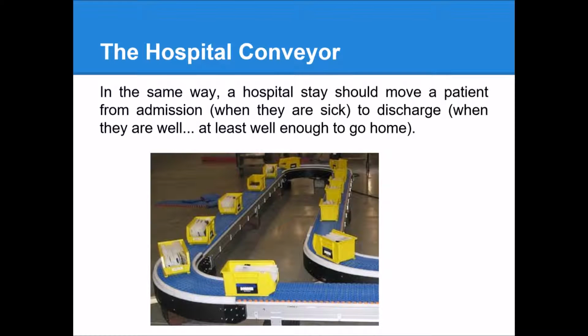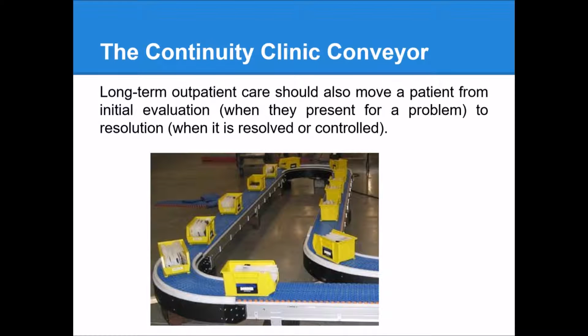We can use that same analogy for a patient's hospital stay. Just like a conveyor should move something from point A to point B, a hospital stay should move a patient from admission when they're sick to discharge when they are well, at least well enough to go home. You can also use the same conveyor analogy for care in a continuity clinic. Long-term outpatient care should also, theoretically anyway, move a patient from initial evaluation when they present for a problem to resolution when that problem is resolved or controlled.